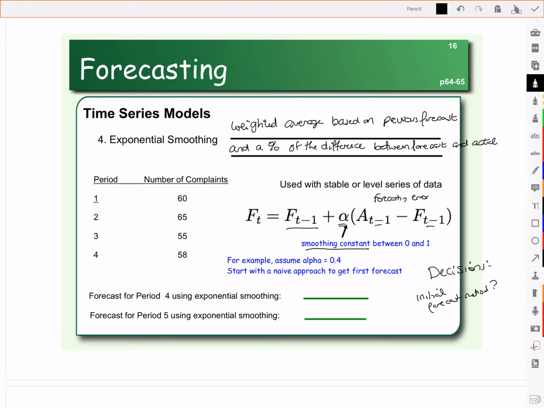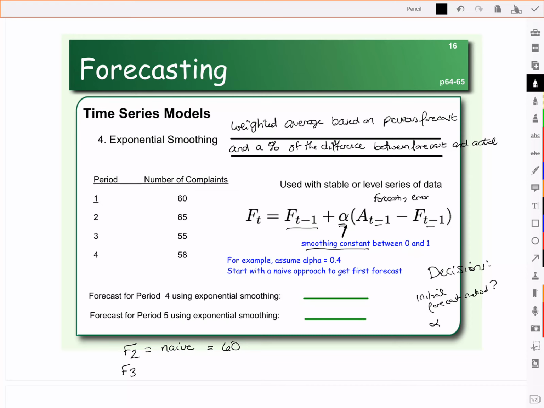Okay. So when you're using that previous forecast, at some point you need a starting point. Then the other thing you need to decide is what your alpha is going to be. And we'll look more about that in just a moment. Okay, so let's forecast period 2. And we're going to use the naive approach. You could use a different one, but we'll use the naive approach. And so the forecast for period 2 is the actual from period 1.